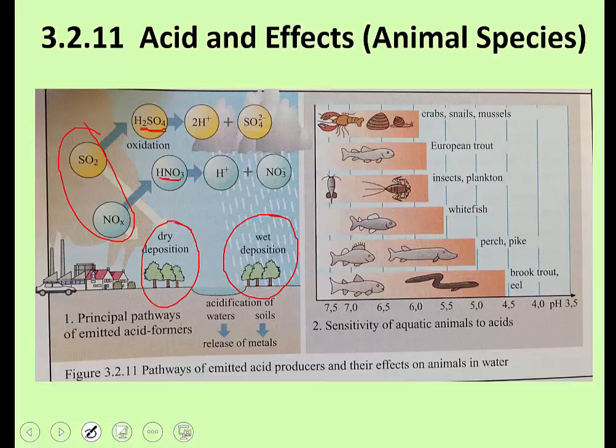And that eventually will lead to the acidification of water and soil, or it causes the release of metals from soil where those are bound. All of these things then enter the biome. They enter into our lakes and streams and waterways, and that can acidify the water.